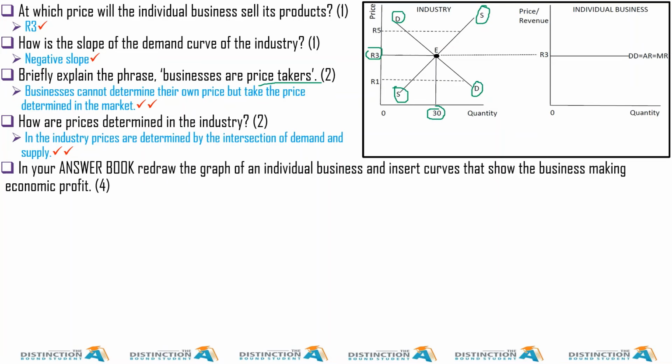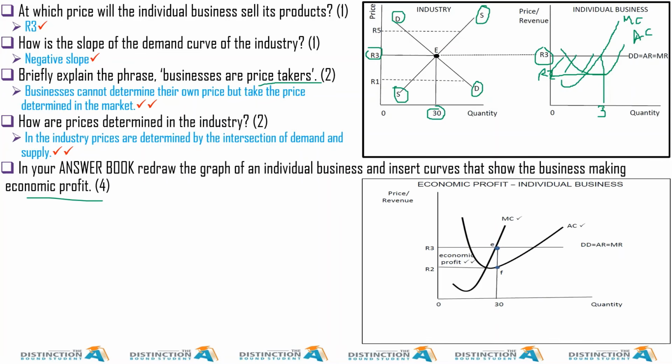In your answer book, redraw the graph of the individual firm and insert curves that show the business is making economic profit. First you have to insert your marginal cost curve, and with that it gives you the quantity. So if for the entire industry it is that, you just make up a number, say 3 or 2, whatever. If this is the case, then you put your AC there, and it costs the business 2 rands to make what they sell at 3.